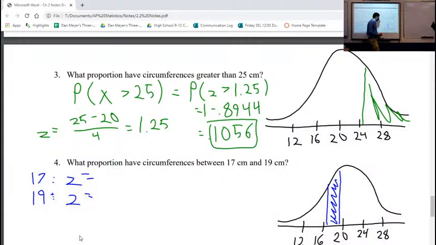Visually, what we're going to do to get our answer is that I'm going to have two values. All the table can tell me is everything to the left of whatever value I want. So if I have these two z-scores, I can get everything to the left of this value, and I can get everything to the left of this value. If I just want the part in blue, what am I going to do to get that blue value?